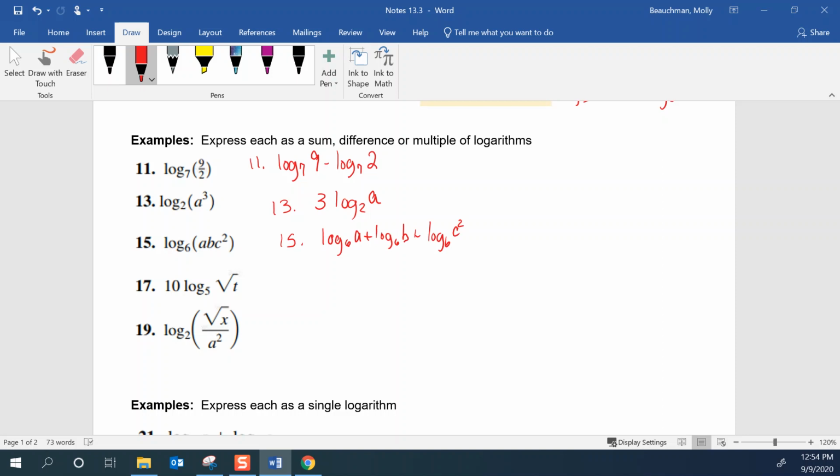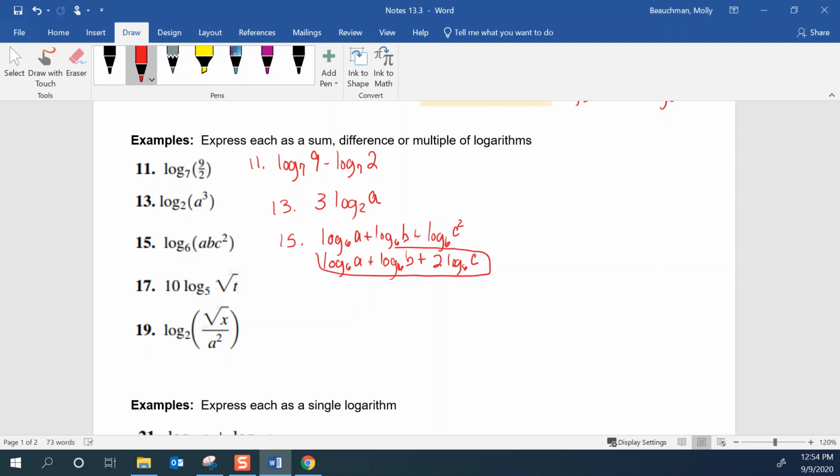Now we're not quite done yet. When we express as a sum, difference, or multiple, we have a c squared in this third term. So we have one more property that we can use. Log base 6 of a plus log base 6 of b plus, now we can rewrite this as a product, 2 times log base 6 of c.